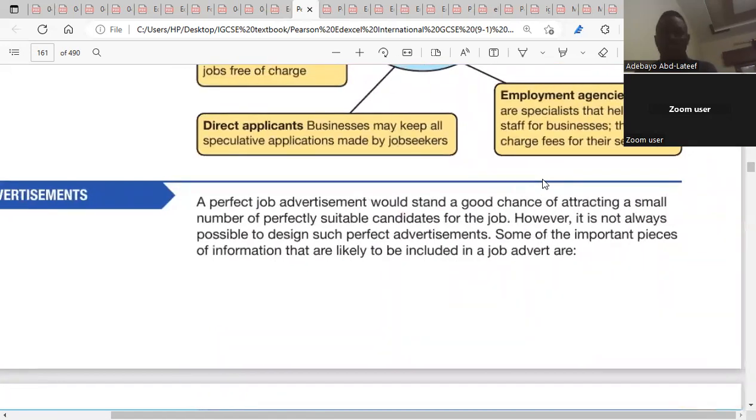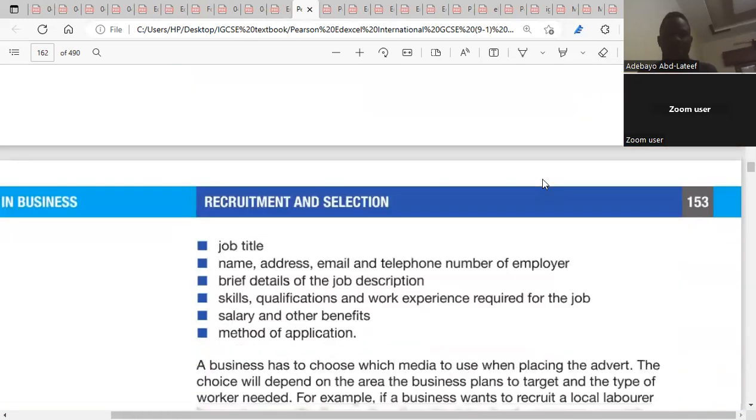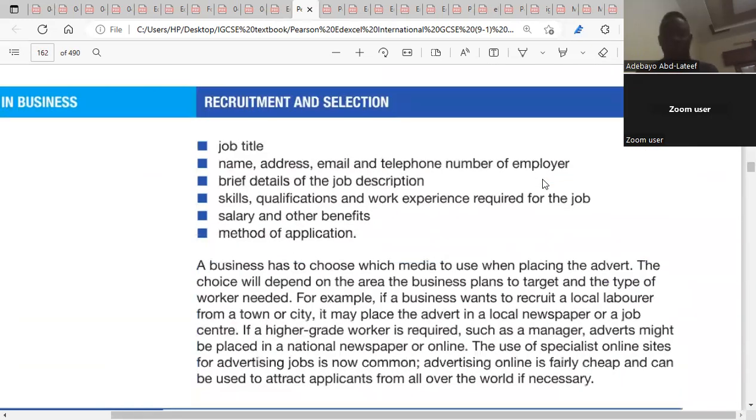It said a perfect job advertisement will stand a good chance of attracting a small number of perfectly suitable candidates for the job. However, it is not always possible to design such perfect advertisements. Some of the important pieces of information that are likely to be included in the job advert are, what are those things that you could see? The job title will be there, the kind of job they are looking for. That's accountant is needed, a doctor is needed, a lawyer is needed.